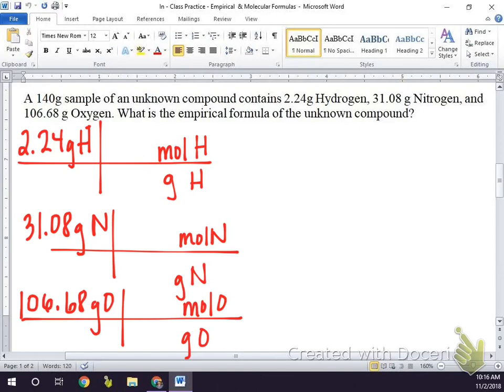So in all of your conversions, what does moles get? The 1. And in all of our conversions, we were going grams to moles. So grams goes on the bottom to cancel it out. Grams goes with molar mass. So the molar mass of hydrogen is 1. Molar mass of nitrogen is 14. Molar mass of oxygen is 16. So do we have any questions about where these numbers came from or how they got plugged in? Okay. Now go ahead and calculate your moles.